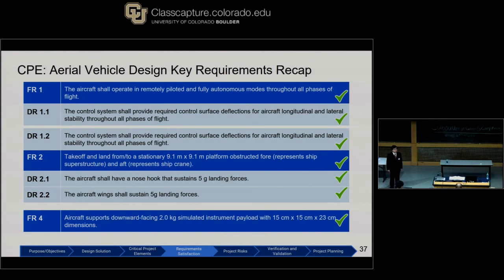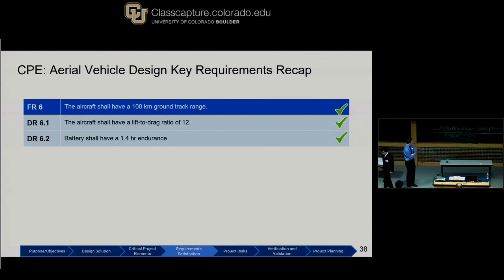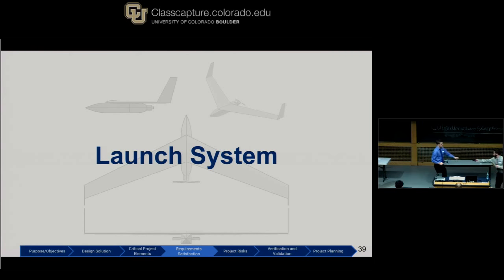In conclusion, the previous slide showed how our aerial vehicle design fulfills functional requirements 1, 2, 4, 6, and all of the associated derived requirements. Moving on to the launch system.